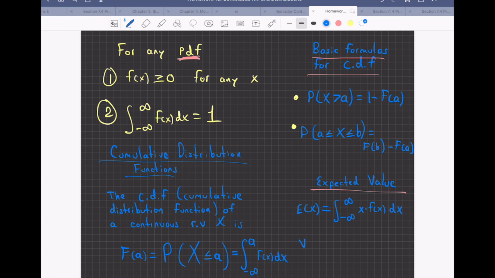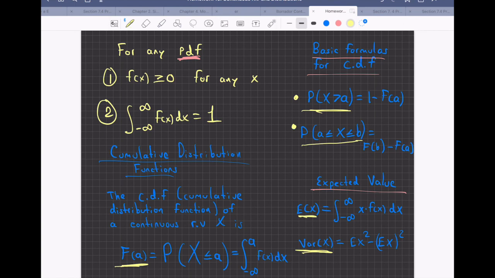And of course, we can also define the variance, that is given by the expected value of x squared minus the expected value of x raised to the square. So again, we're going to be needing all of these formulas later.